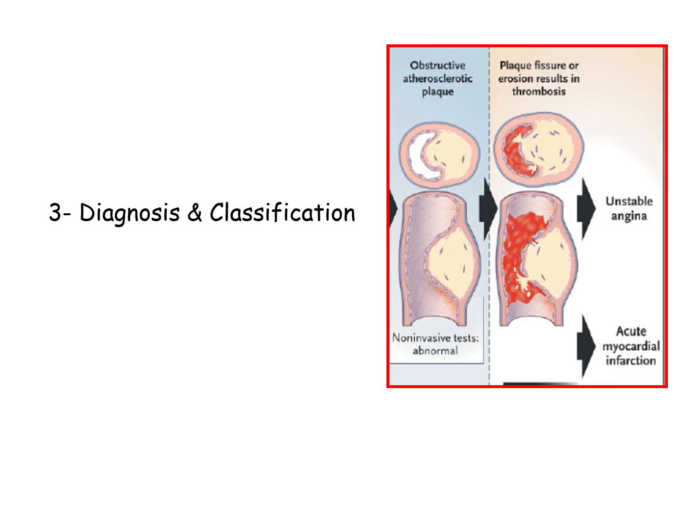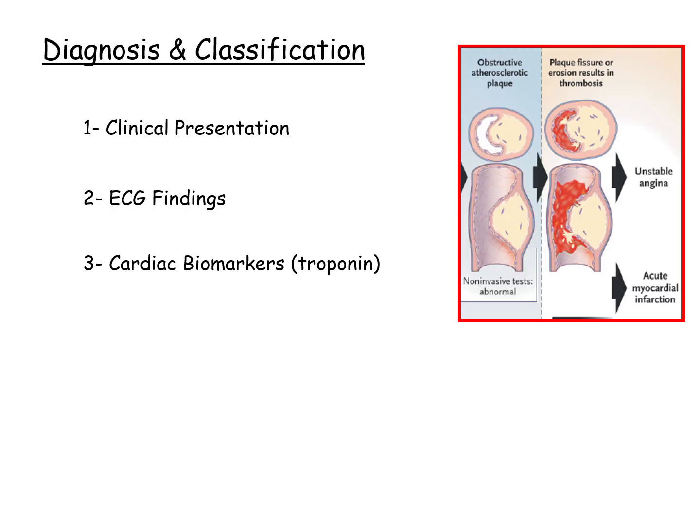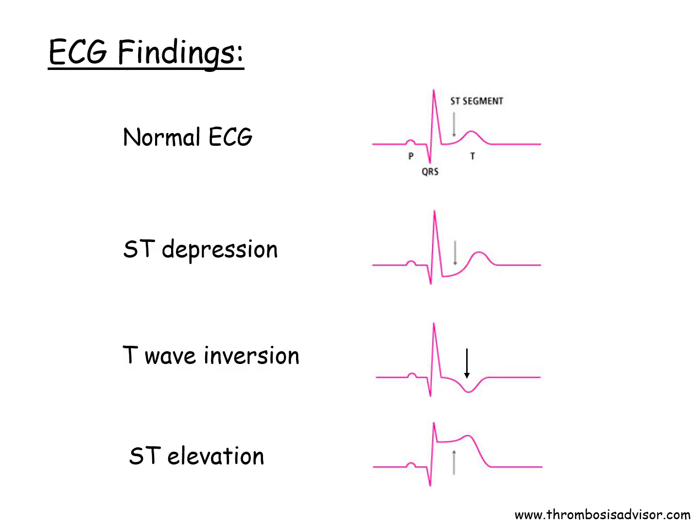We will now go over the diagnosis and classifications of these, which is usually based on 3 elements: their clinical presentation, the electrocardiographic findings, and the cardiac biomarkers that are used in their assessment. Let's start with the ECG. Patients with acute coronary syndromes can present either with a normal ECG, as we see here in this strip, or with ST segment depression, or T-wave inversions, or ST segment elevation.